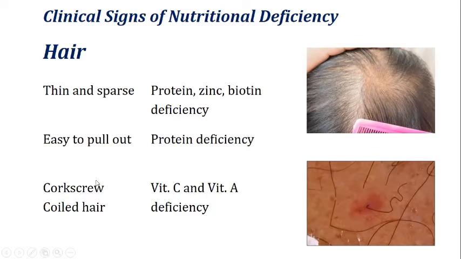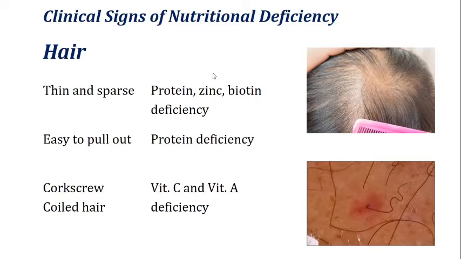It means hair that is coiled like that, or this kind of hair. So it can be related to vitamin C and vitamin A deficiency. This is not meant by curly hair. Okay, curly hair comes from genetics or other things, so it is not related to that. Then corkscrew coiled hair, this kind of hair, may be in relation with vitamin A and vitamin C deficiency.